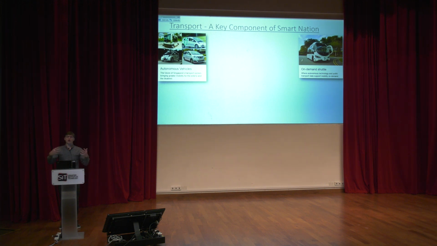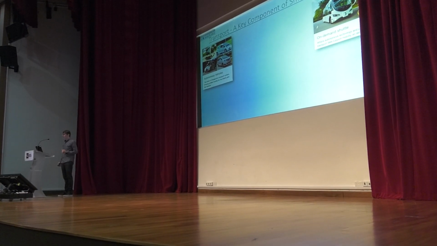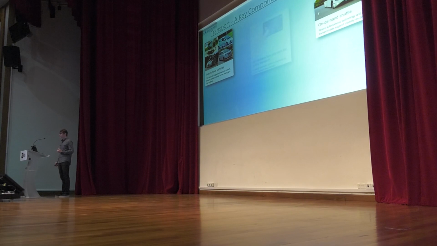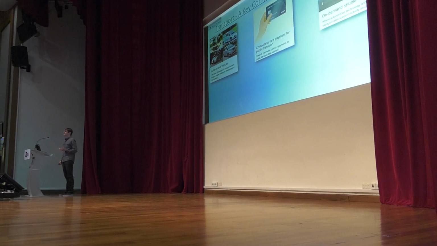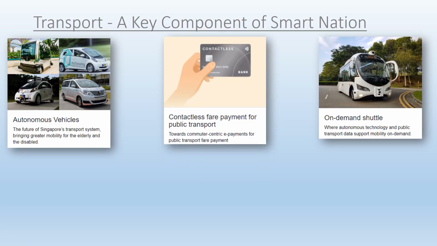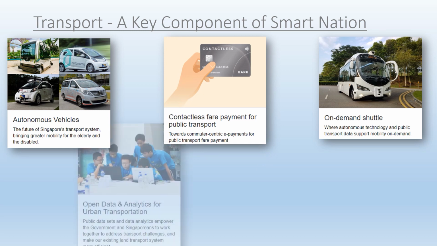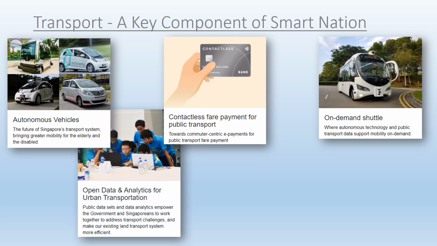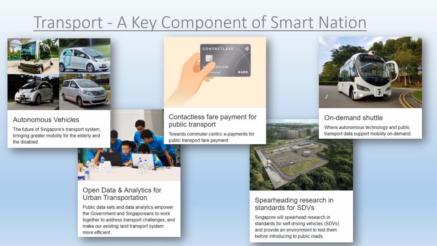Right? So all big goals, but also on a smaller level, things that are part of this Smart Nation initiatives are, for instance, even the contactless fare payment, which to some extent is already introduced in Singapore. Also, this is a component of the Smart Nation initiative. And finally, of course, we need the more abstract and science and research-related components like data analytics for urban transportation or the different standards of self-driving vehicles.